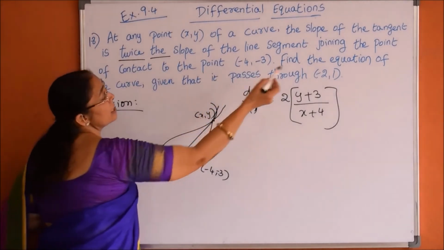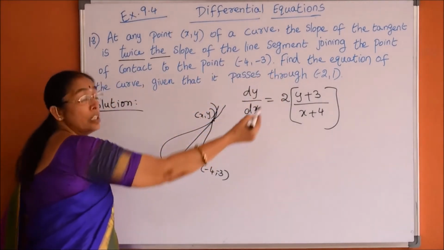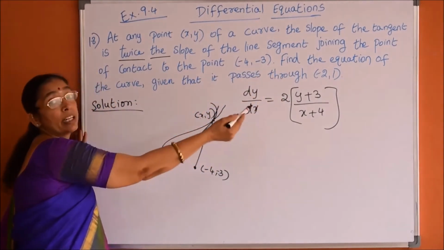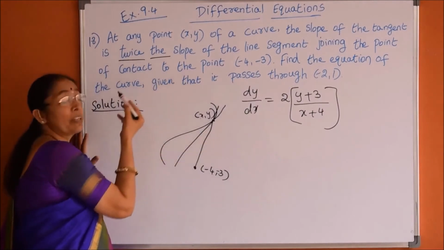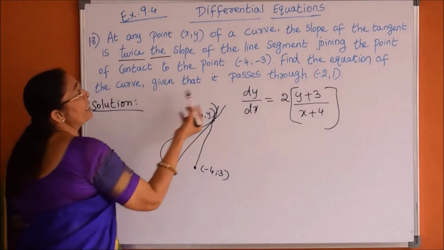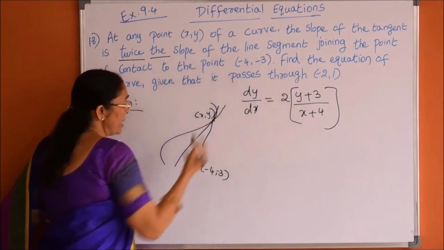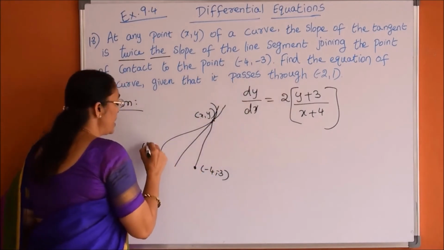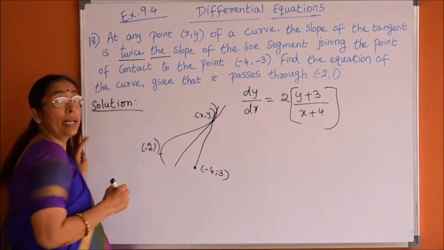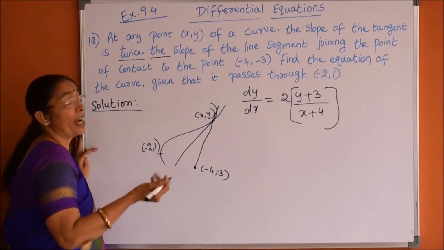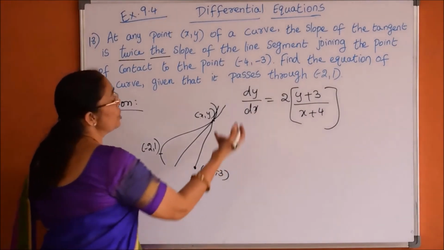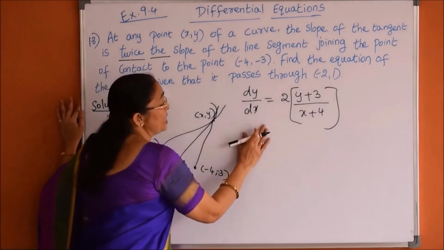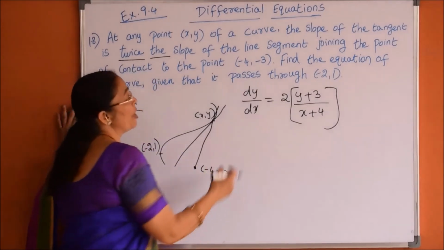The last sentence is find the equation of the curve. So if we integrate this differential equation, we will get the equation of the curve given that it passes through the point minus 2 comma 1. This minus 2 comma 1 is to find the particular solution or to find the c value. So now we integrate this differential equation by the method of variable separable.